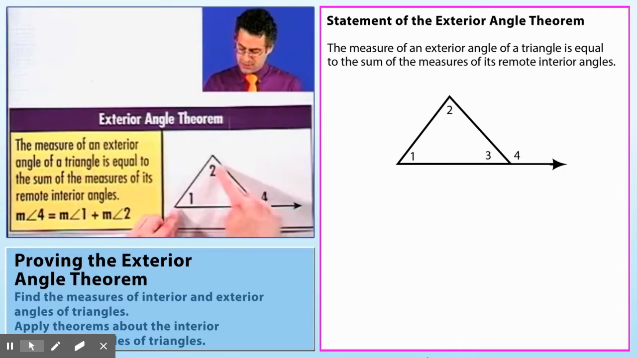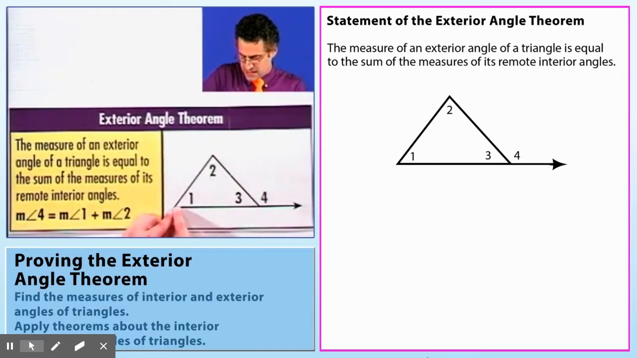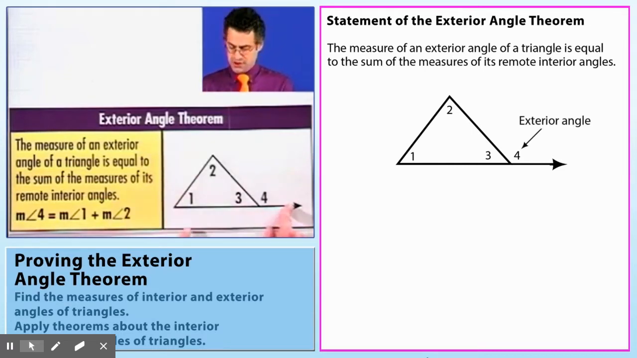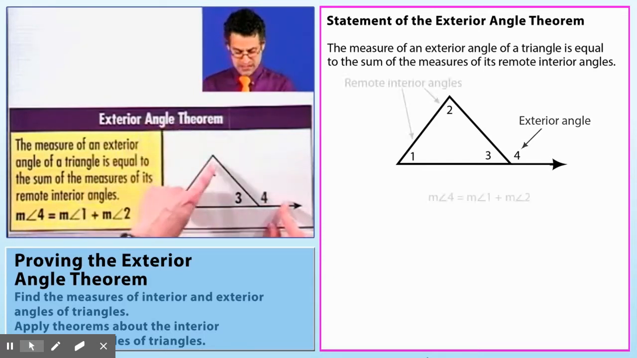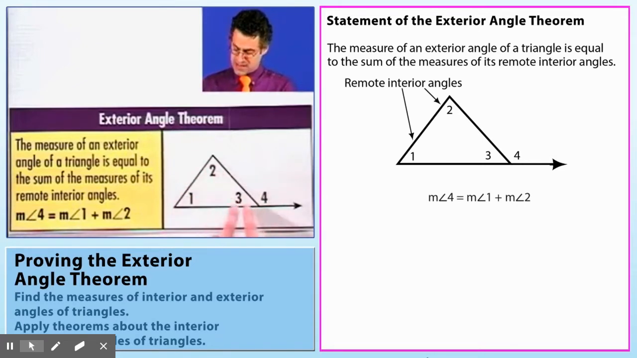Here I have a triangle, and all I did was extend one of the sides way out with an extra ray. And you'll see that there's a new angle introduced. That new angle is called an exterior angle. And the exterior angle theorem says that the measure of that angle will be exactly the sum of the measures of these two remote, meaning not that one, remote angles.